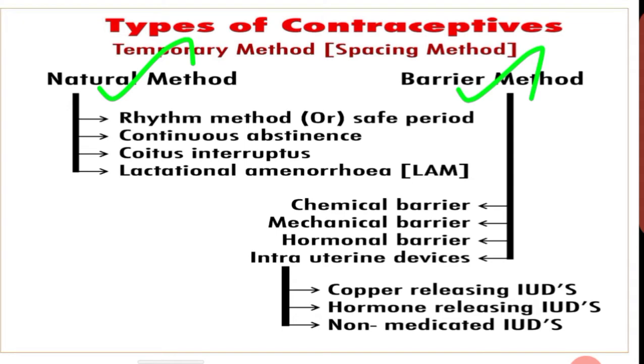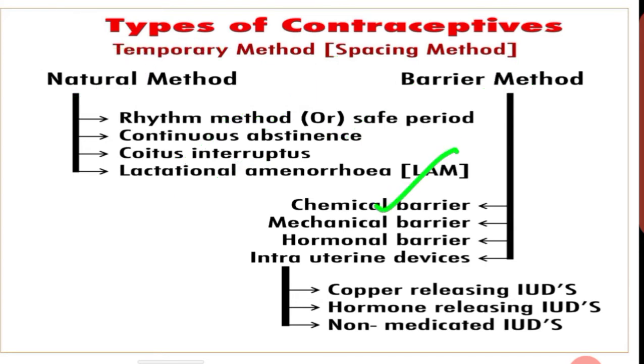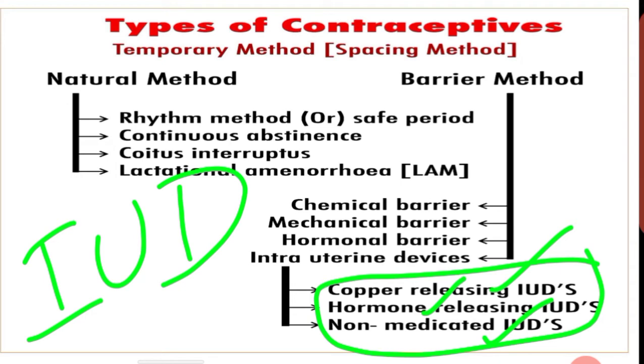Natural methods are the rhythm method or safe period, continuous abstinence, coitus interruptus, and LAM, lactational amenorrhea. These are the methods coming under the natural method of contraception. What about barrier methods? In barrier methods, there are chemical barrier, mechanical barrier, hormonal barrier, and intrauterine devices. In intrauterine devices, the following types are there: IUD stands for intrauterine device. Copper releasing IUD, hormone releasing IUD, and non-medicated IUDs. These are the types of IUDs. Shall I repeat it again?